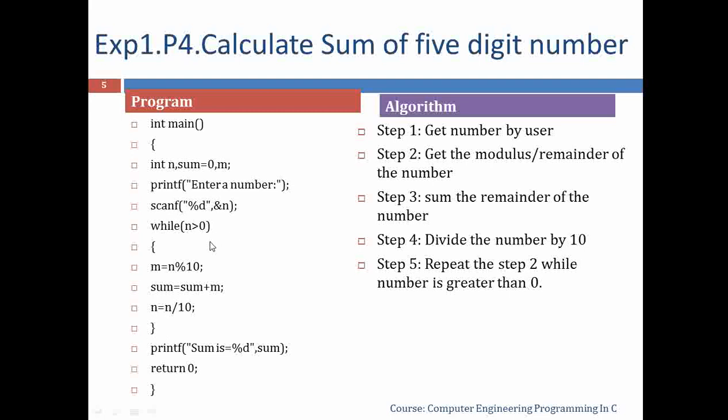and the n value is 0. So when we go here, 0 greater than 0, is this condition true or false? This condition is false because the n value is 0, and 0 greater than 0 is false. So we can't go into this loop. We directly go here and print the summation of the 5 digit number. The sum is printed with %d, and this sum has the summation of the 5 digit number, and we display the sum.